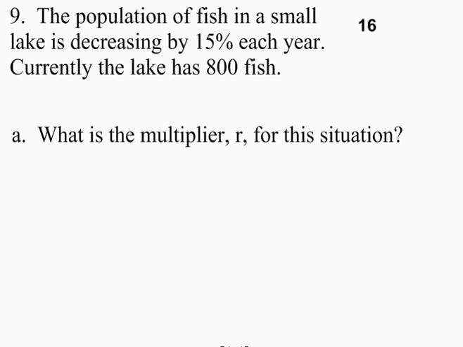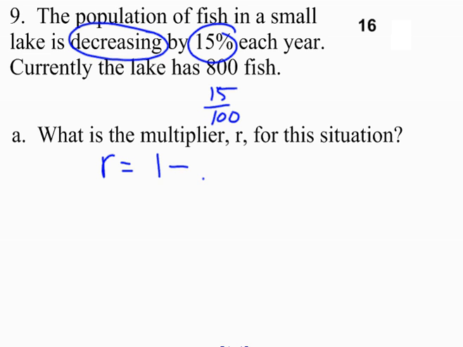All right, so I have a population of fish in a small lake that is decreasing by 15% each year. Currently, the lake has 800 fish. What is my multiplier? So it's decreasing, so I'm going to do r is 1 minus, turn the 15% into a decimal, so 0.15. So my common multiplier is 0.85.